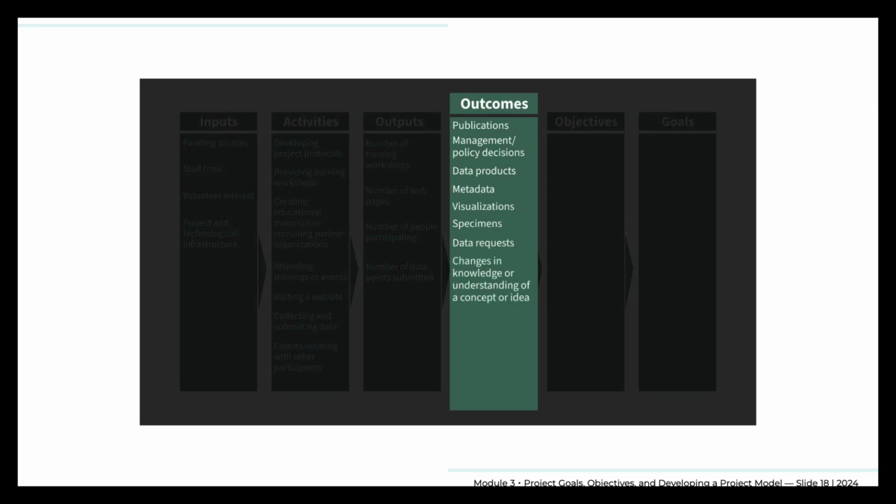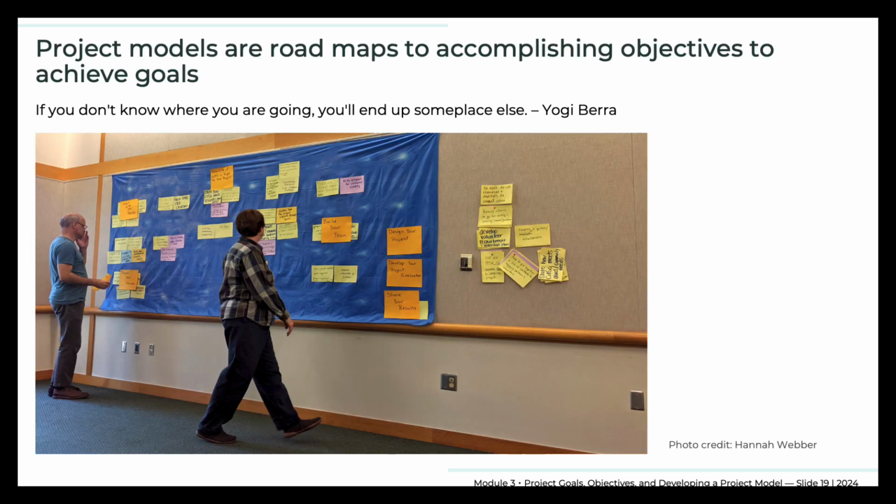Audience outcomes could be changes in knowledge or understanding of a concept or idea resulting from project participation or experience. Audience outcomes also can include changes in scientific engagement, scientific skills, and attitudes or behaviors regarding science. Outcomes are harder to measure than outputs, but are critical to a project's success. All of these items, inputs, activities, outputs, and outcomes, are in service to project goals and objectives and should be included in a project model.